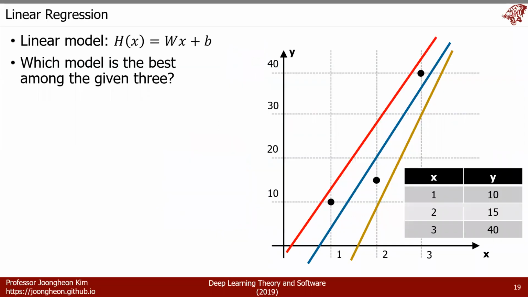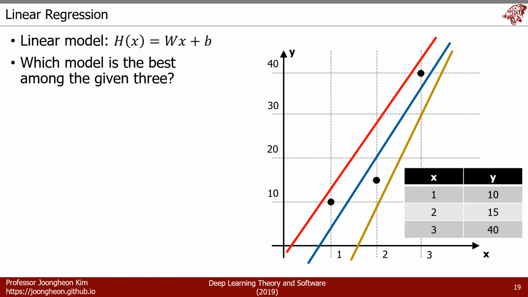So suppose that we have three samples, as you can see on the right-hand side. x comma y will be 1 comma 10, 2 comma 15, 3 comma 40. That means we have three samples. You can also interpret these results as follows. Suppose we have three students. The first student studied only 1 hour and took 10 points. The second student studied 2 hours and took 15 points. And the last student studied 3 hours and took 40 points.